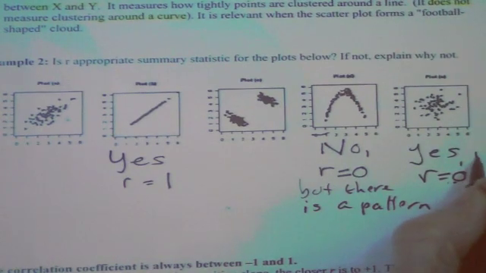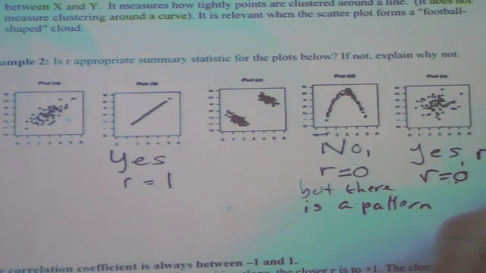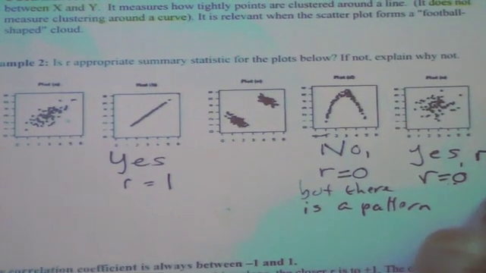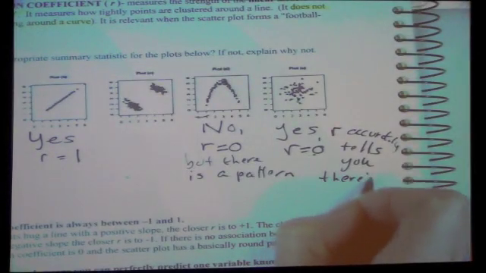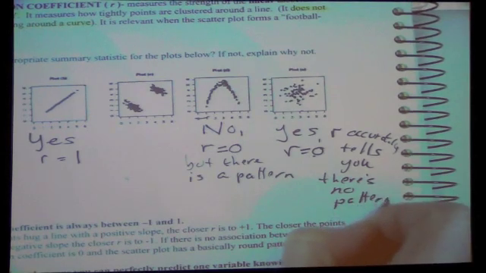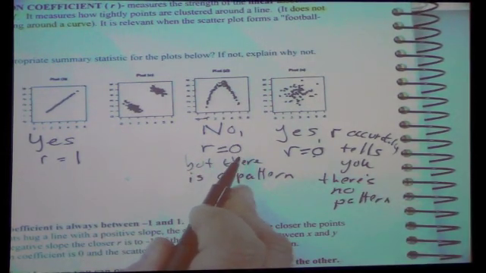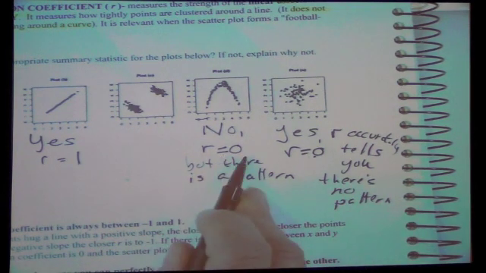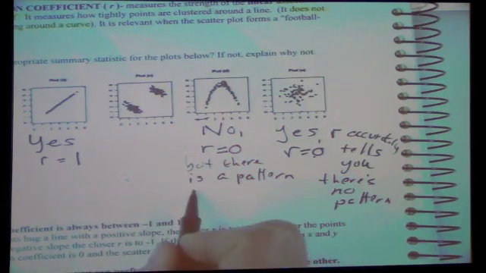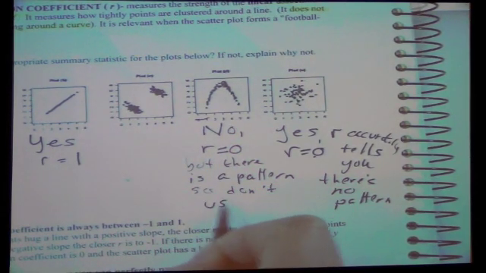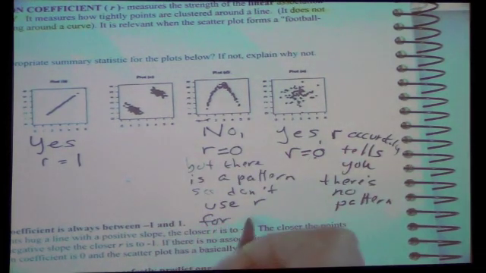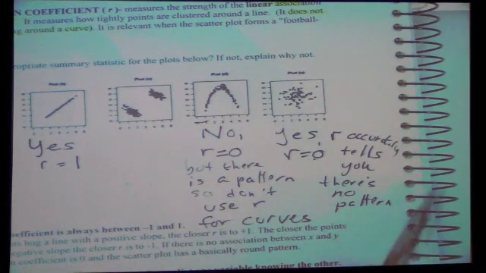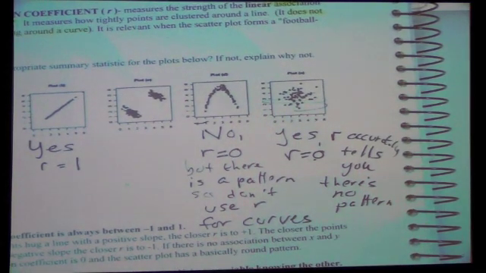Yes, so R accurately tells you there's no pattern. But here, there is a pattern, so R inaccurately tells you there's no pattern. Do you understand? So here, R accurately tells you there's no pattern, and here, R tells you there's no pattern, but there really is. So don't use R for curves. You see, this is a clear curve. You can use R when there's just scatter like that. Do you understand the difference now?